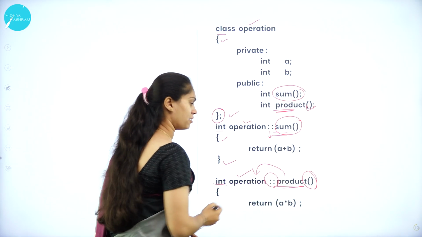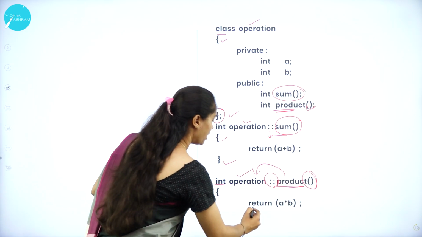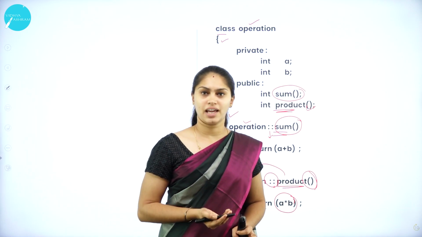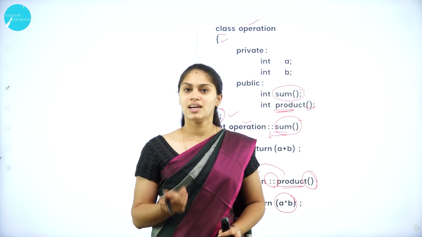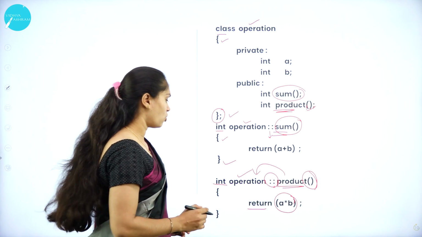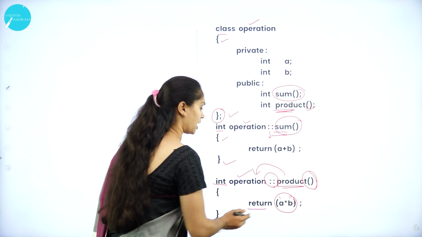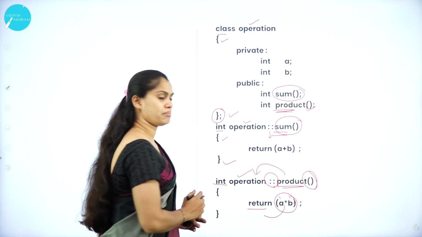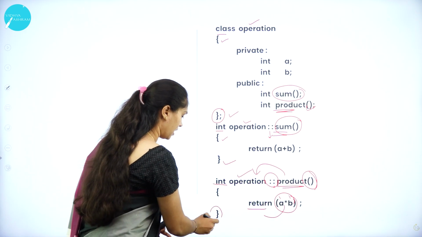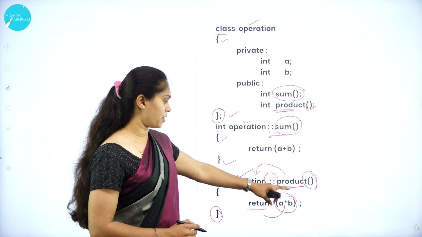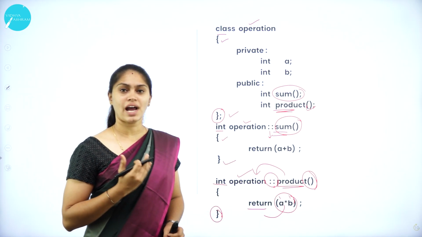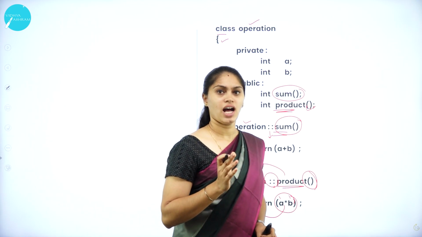So what is this product member function? The body comprises return A into B. How can I find the product of any two values or variables? That is A into B. So whatever the values of A and B, that will be multiplied, and that value will be returned back to the main function, and this indicates the end of the scope of this particular member function called product. So this is how I need to define the member function outside the class.